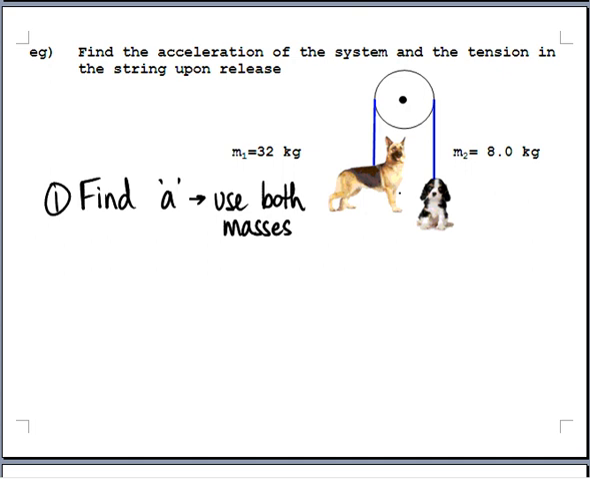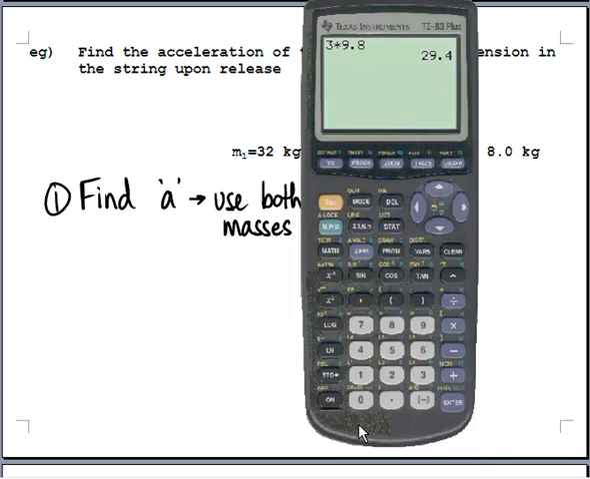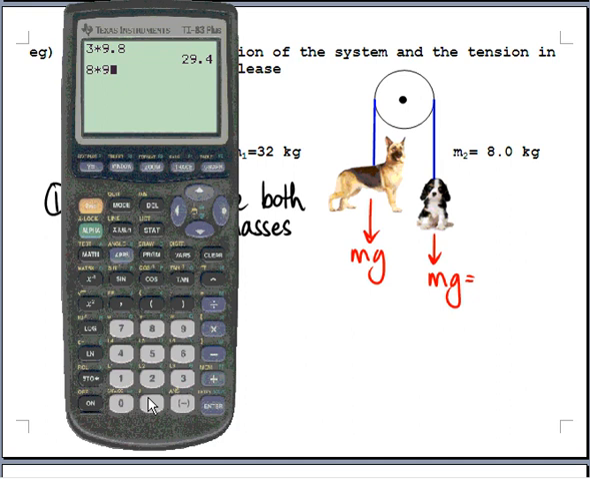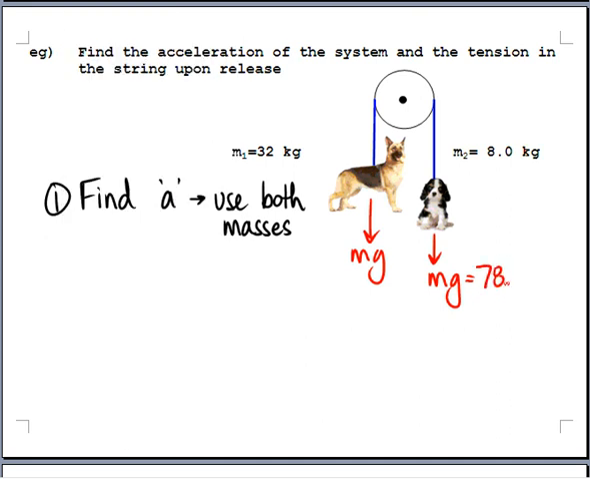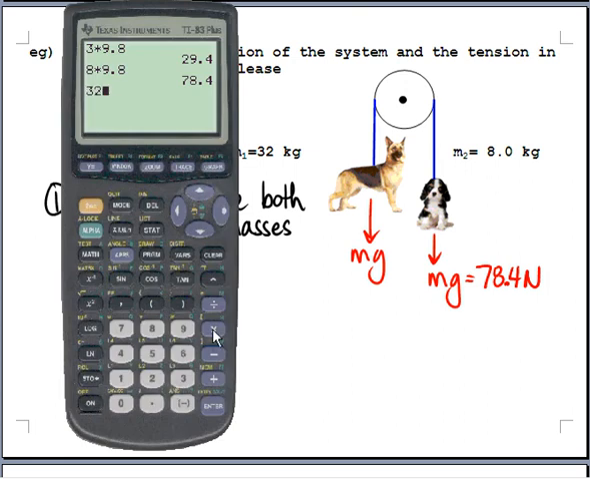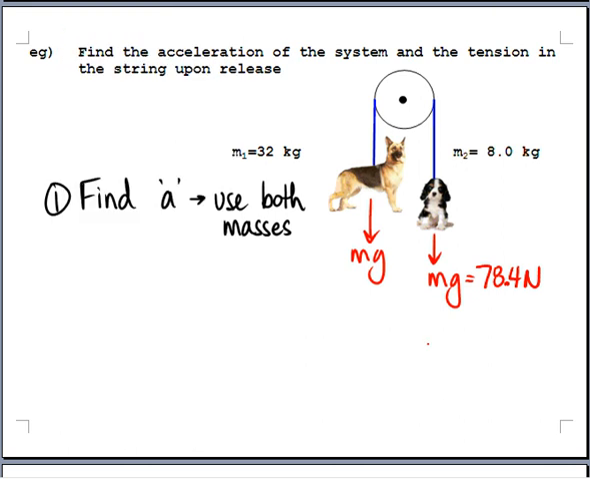Let's talk about the forces acting on those dogs. I would say that, hey, on each dog, you've got the force of gravity acting on them, m times g. And since we know the mass of both of those dogs, we might as well grab our calculator and find that. 8 times 9.8 is 78.4. And 32 times 9.8, the German Shepherd's quite a bit heavier, is 313.6 newtons.